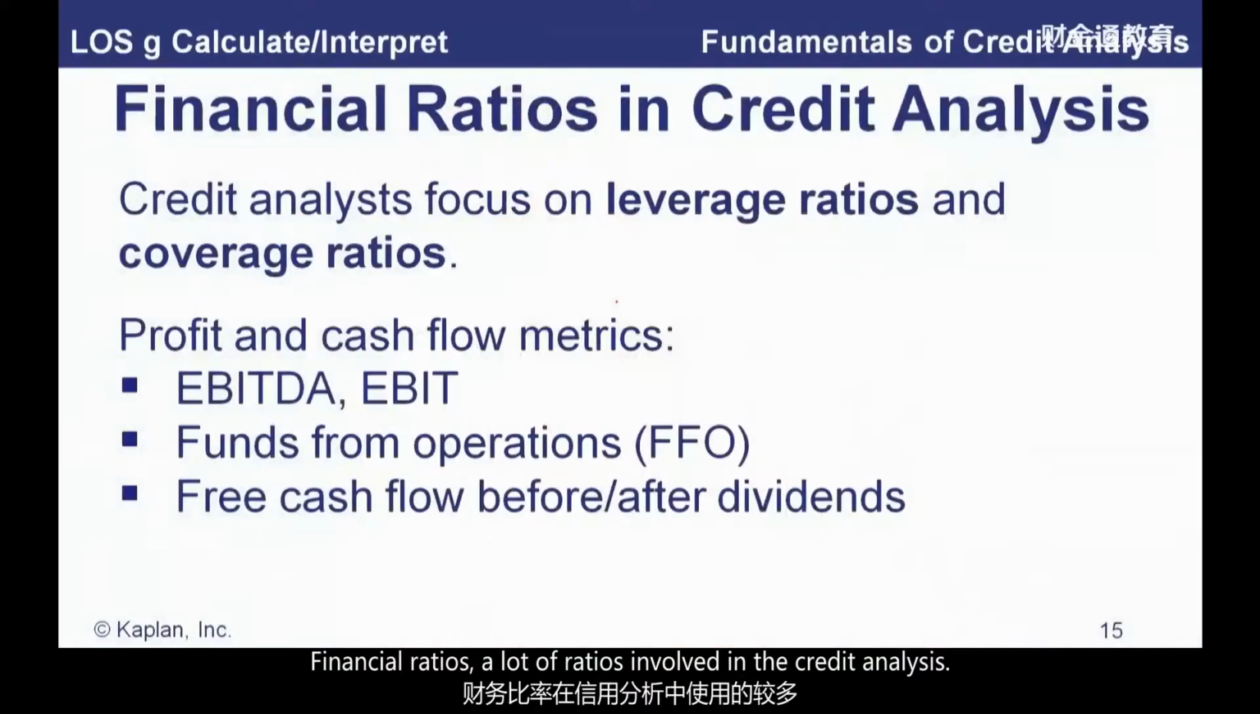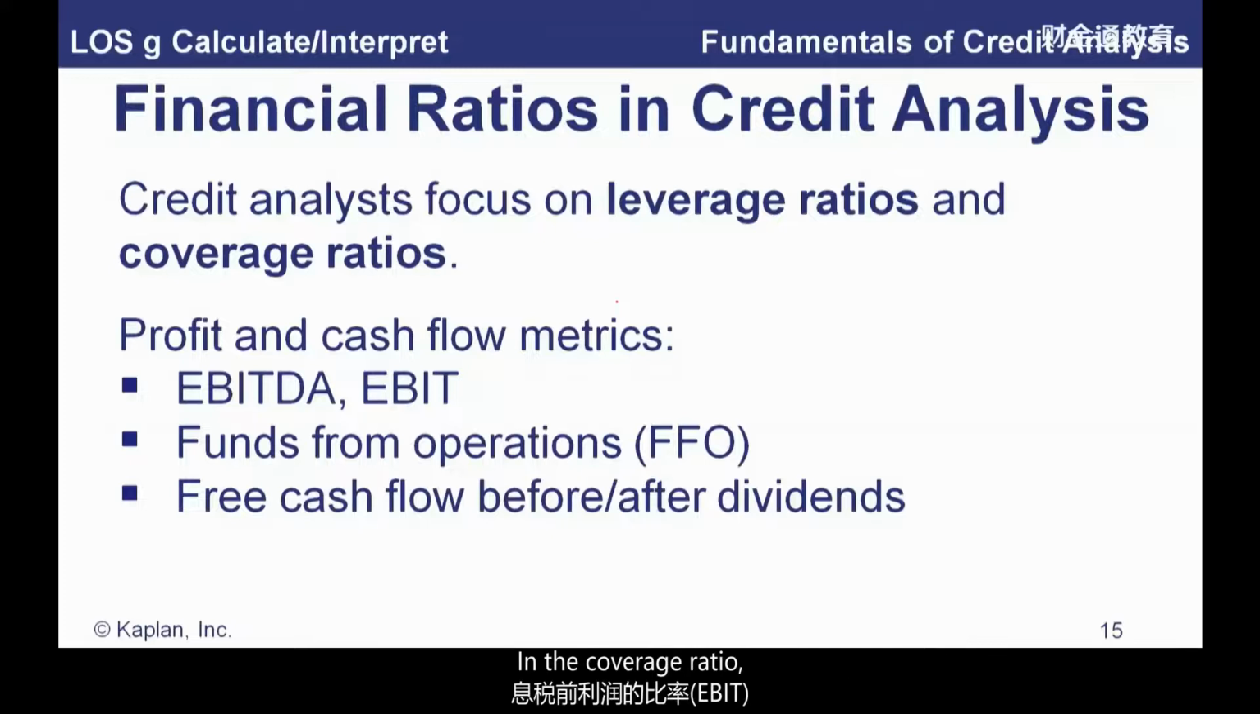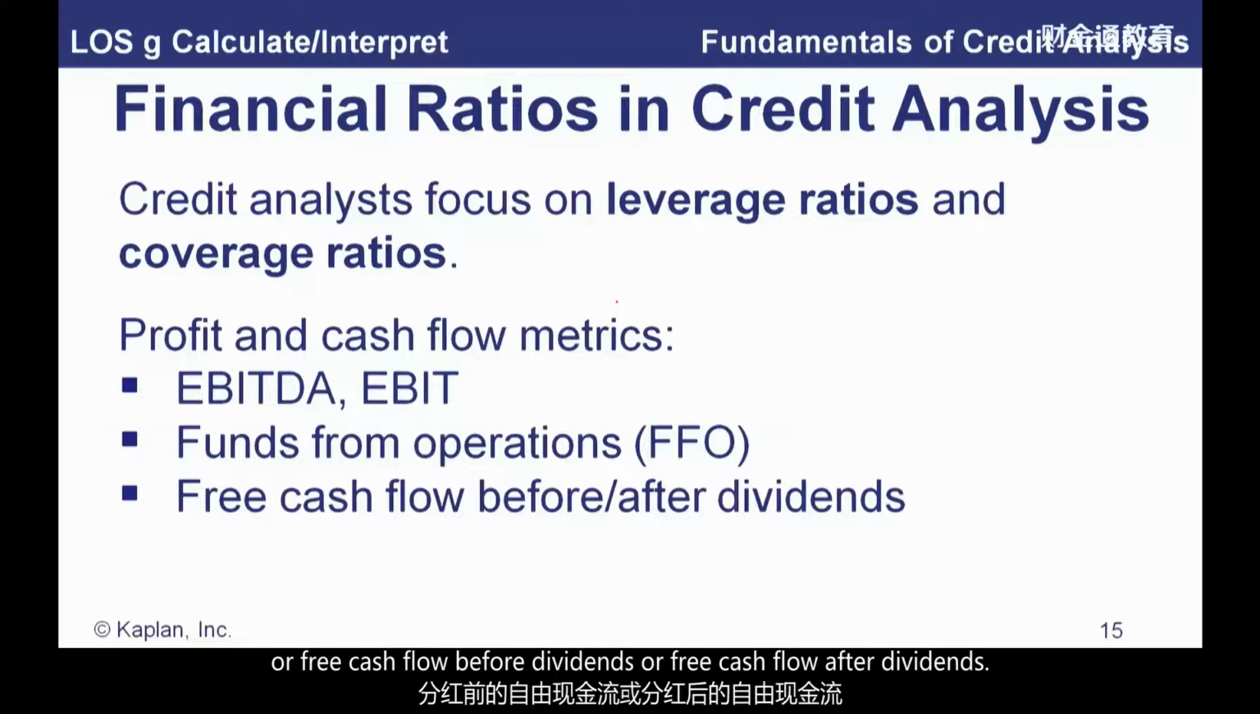Financial ratios. A lot of ratios involved in this credit analysis. Okay? We mentioned the leverage and coverage ratios. Okay? And we could also look at some profit and cash flow metrics. I mentioned using EBIT in the coverage ratios. Sometimes we use EBITDA, earnings before interest, taxes, depreciation, and amortization. Sometimes the measure we want to look at is funds from operations, or free cash flow before dividends, or free cash flows after dividends.